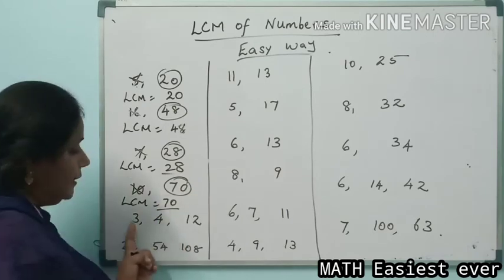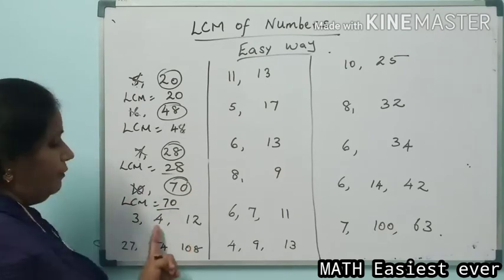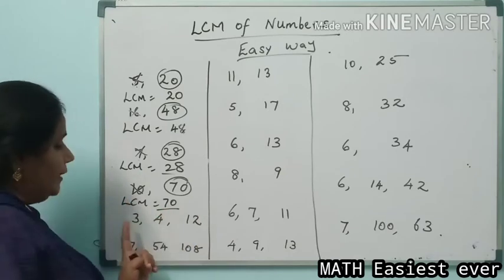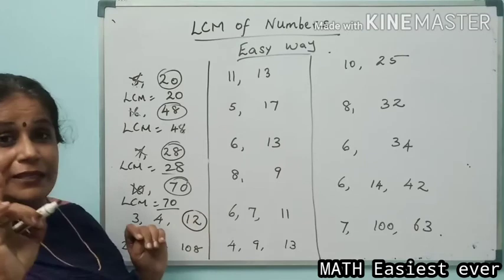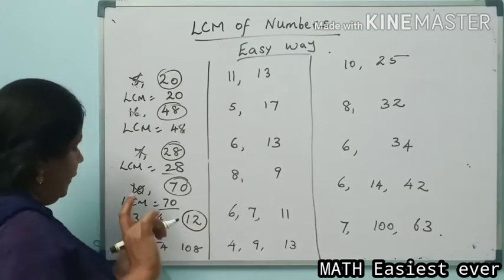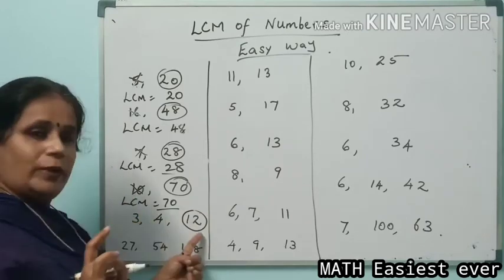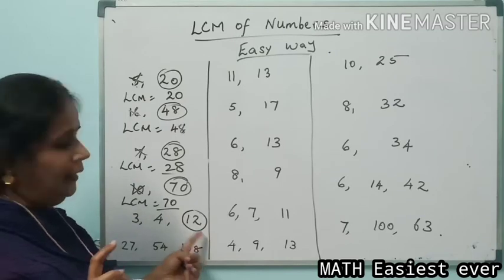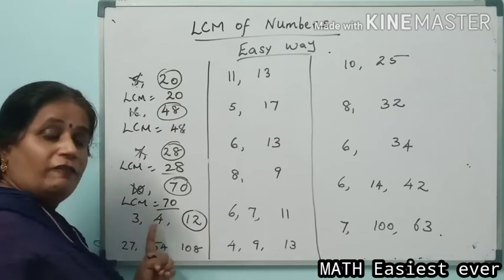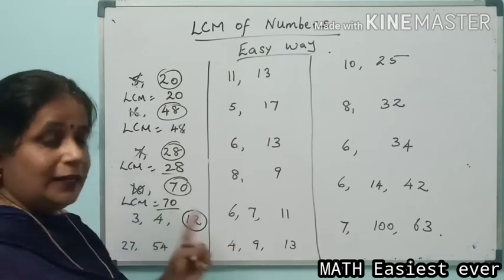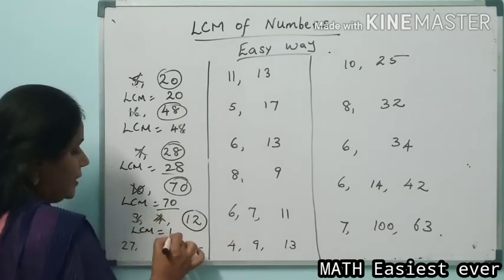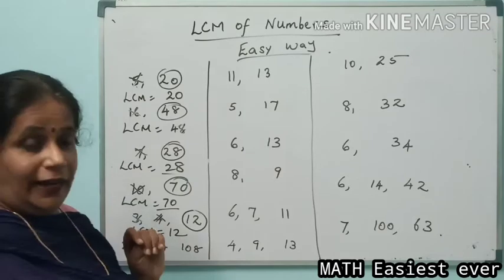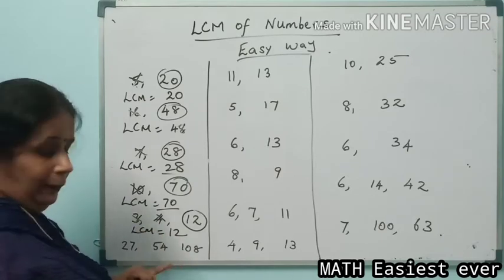Now see the three numbers. 3, 4 and 12. Check the bigger number here. Which is the bigger number? Bigger number is 12. Now take this 3. 3 divides 12 completely? Yes. Then take the number 4. 4 divides 12 completely, isn't it? So we can easily say that the LCM is 12. Right? Now check for another example.